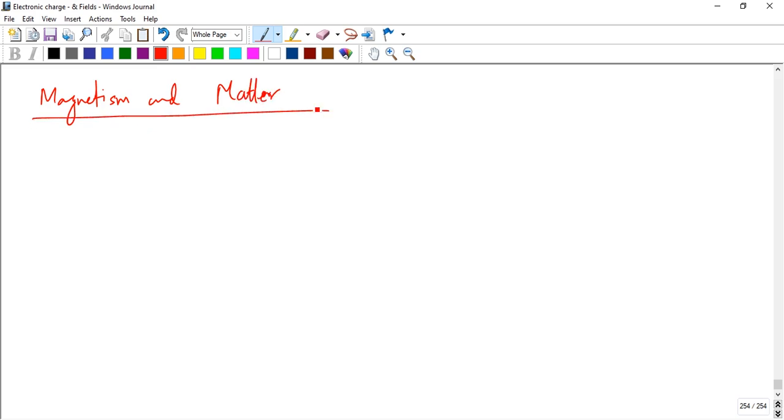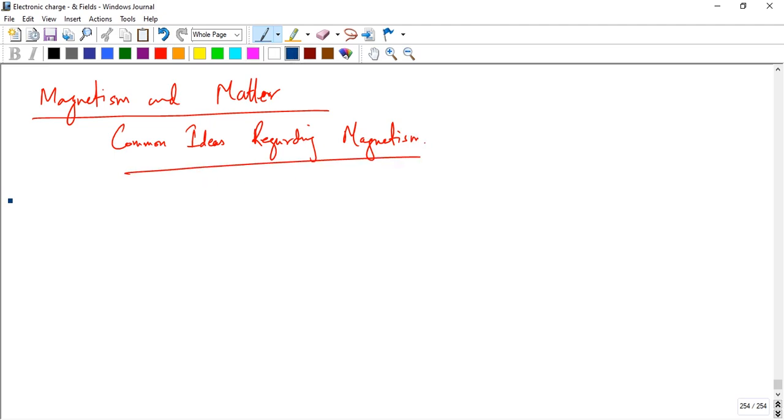Okay, so first we discuss some common ideas regarding magnetism. The first common idea is that the earth behaves as a huge magnet.